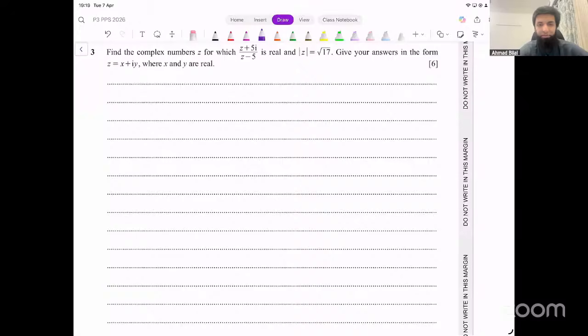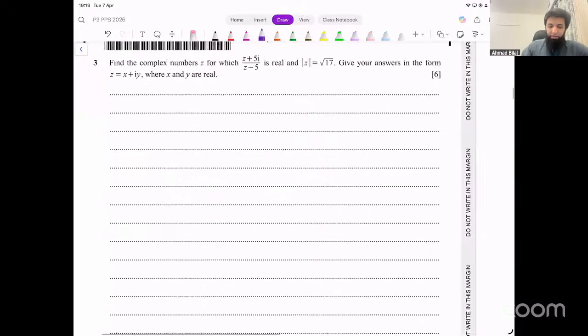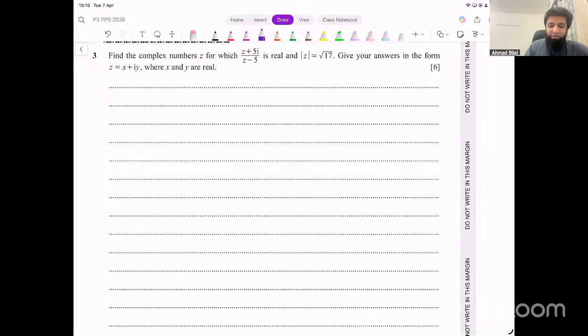Okay. Number 3, let's have a look at this. It says find the complex numbers z for which z plus 5 iota divided by z minus 5 is real and modulus of z is equal to square root of 17. This is a complex number. They're saying this is real, and modulus of z is square root of 17. Give your answer in the form x plus y iota.